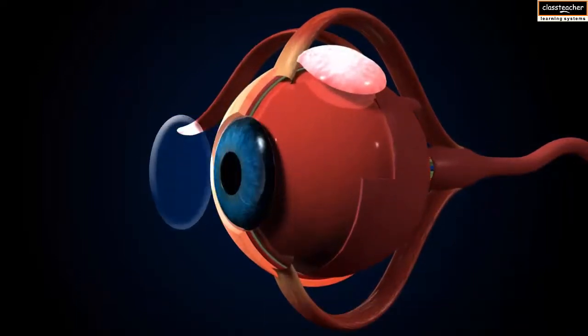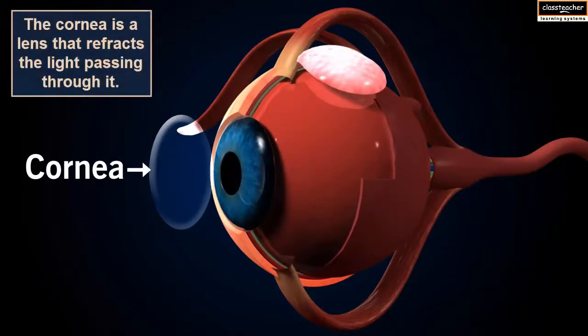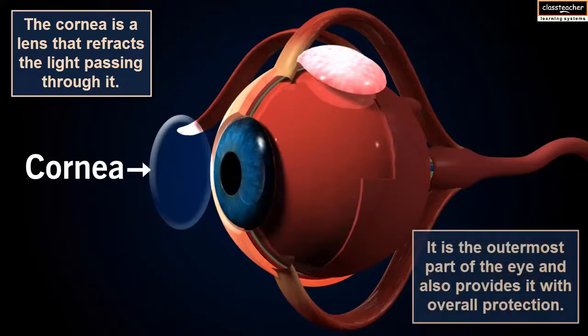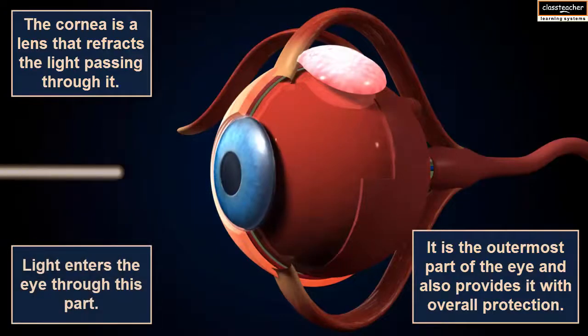The cornea is the clear dome-shaped window of the eye. It is a lens that refracts the light passing through it. It is the outermost part of the eye and also provides it with overall protection. Light enters the eye through this part.